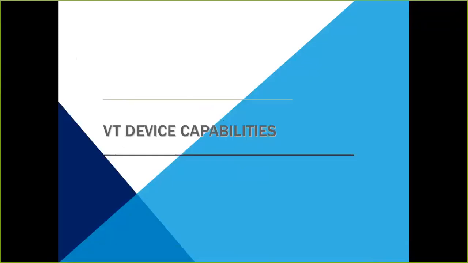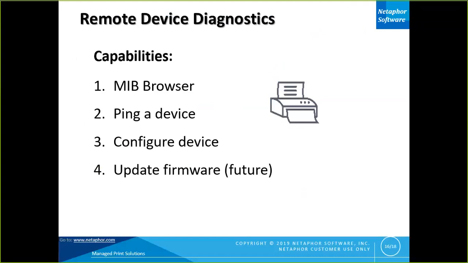Now let's look at the remote device diagnostics. Here there are three basic capabilities today, and then a fourth will be added in the future. What you can do is ping a device remotely, which might be something you do as a first level of troubleshooting. You want to make sure the device is online and can get information. You can configure the device, as I showed you earlier. You can make some configuration changes. Then lastly, you can also do a MIB walk.